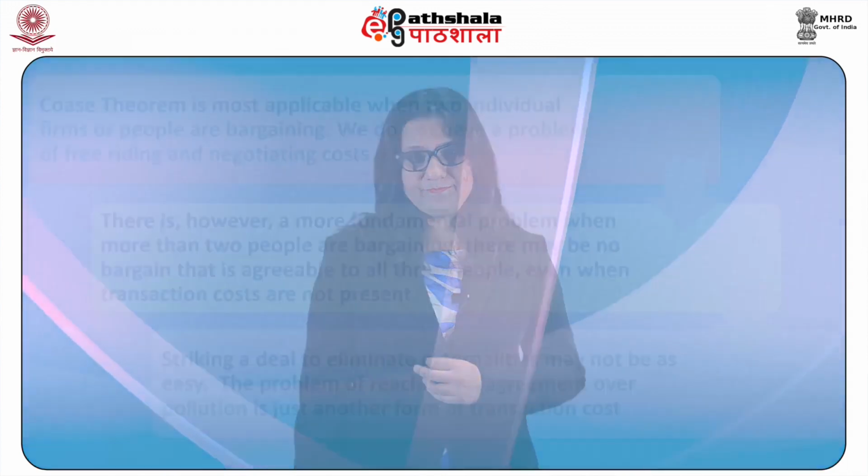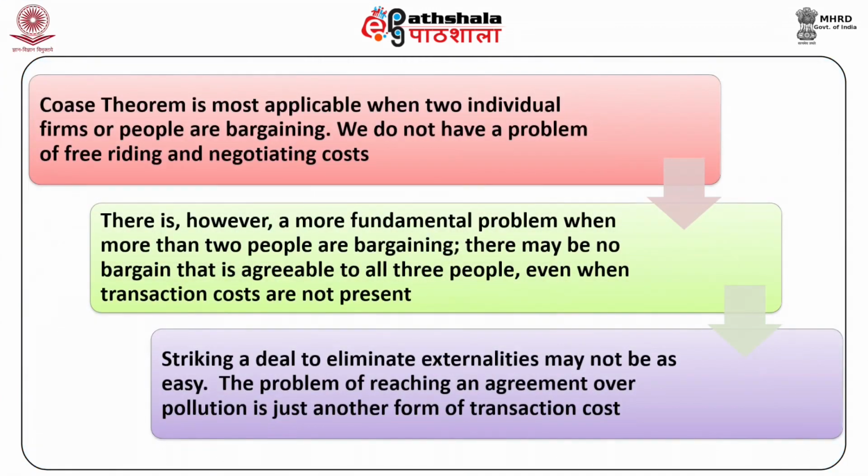The reason these problems arise is because of the non-rival aspect of the pollution. This leads to free riding and difficulty in striking bargains. But in the case of rival goods, we might not encounter such a problem. Coase theorem is most applicable when two individual firms or people are bargaining. We do not have a problem of free riding and negotiating costs.